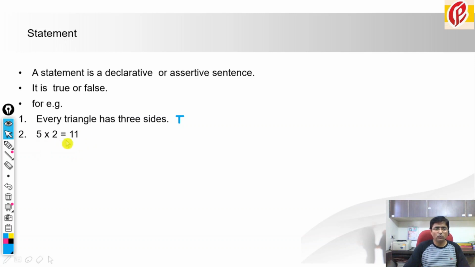Next. 5 into 2 is equal to 11. This is a statement. Now tell me, is it true? No, it is false because 5 into 2 is equal to 10. But here 11 is given. So this statement is false.